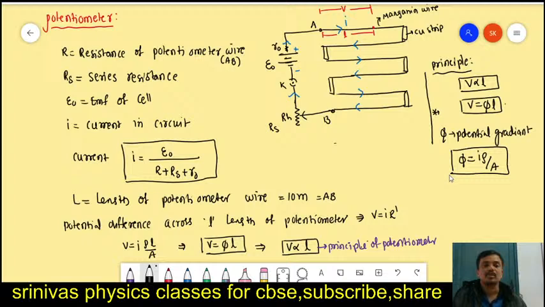Now, I will explain two very important questions. Another 15 minutes are needed to complete this chapter. One is how to compare the EMFs of two cells using this potentiometer, and the other is how to determine the internal resistance of a cell using this potentiometer. If we complete these two, this chapter will be complete. Listen very carefully. This is the basic information regarding the potentiometer. Now I'm going to erase this.